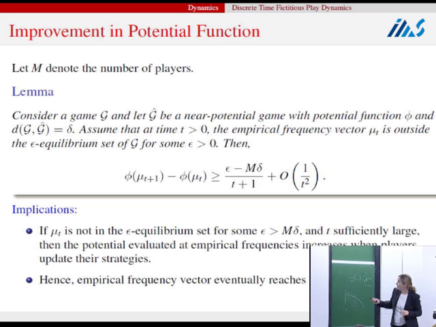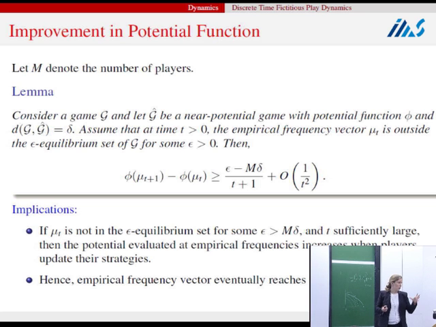Well, this says that if mu t is not in an epsilon equilibrium set for some epsilon greater than delta, and t is sufficiently large so that we can actually cancel the impact of this term out, then the potential evaluated at empirical frequencies will keep increasing. Again, this is a finite game. Potential should be bounded from above, so it cannot do this infinitely often. So the empirical frequency vector eventually reaches the epsilon equilibrium set.